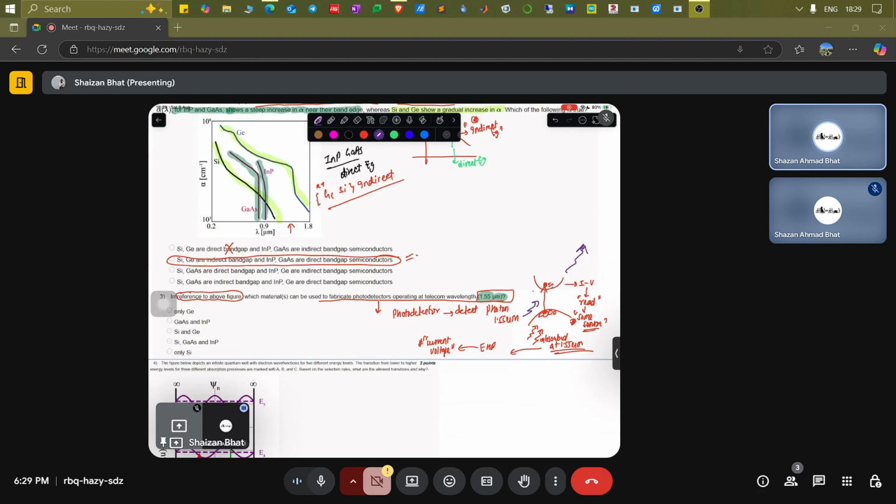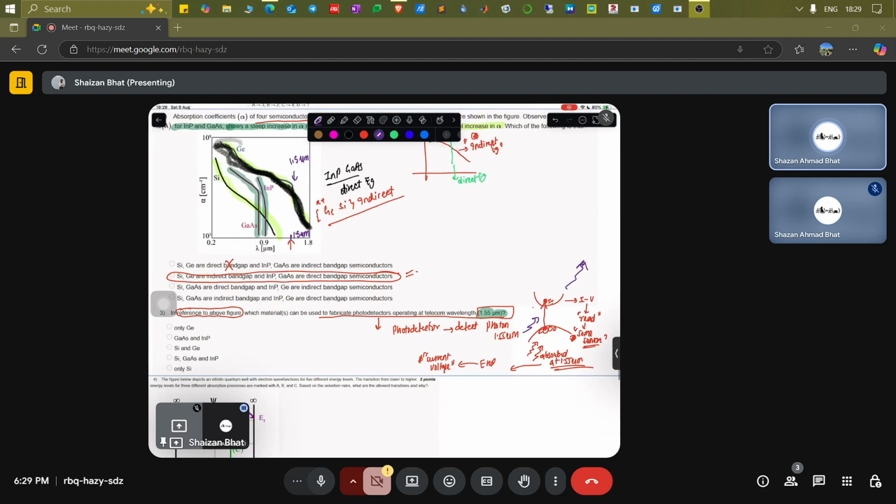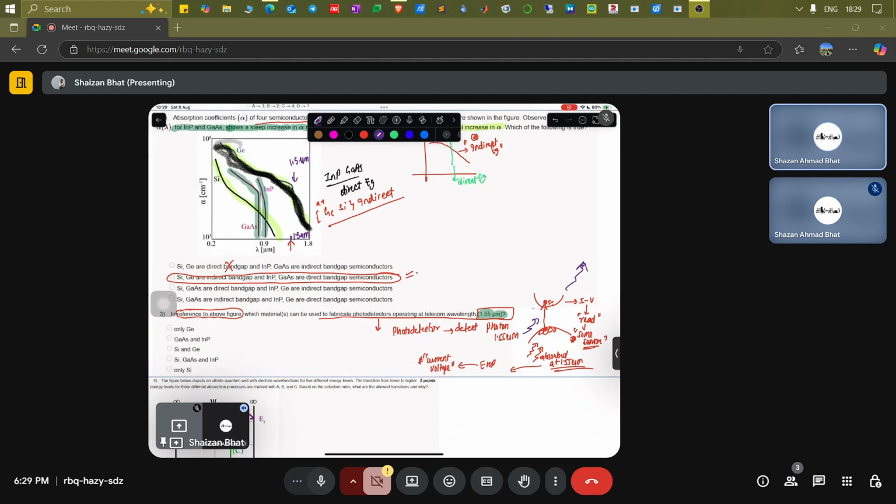And let's say, for example, 1.5 micron comes up here, and there is only one system which is showing the absorption edge, that is germanium. That is having the absorption edge at 1.5 micrometer. That means there will be some huge absorption at this particular wavelength, and it will be able to generate the electron hole pairs. Others are not even having any absorption edge.